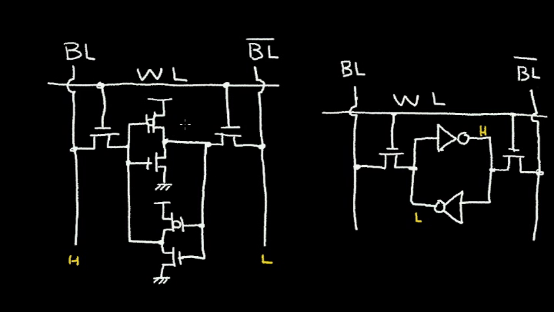Now let's presume that this cross-coupled inverters had the opposite data. So I have a high voltage sitting here and a low voltage sitting here. And I want to force in the opposite conditions. So I'm going to drive this bit line with a very strong signal. And the bit line bar, I'll drive it low with a very strong signal. And then after doing that, I'm going to set the word line to a high voltage. And that will turn on the transistors that are connected to the bit lines.